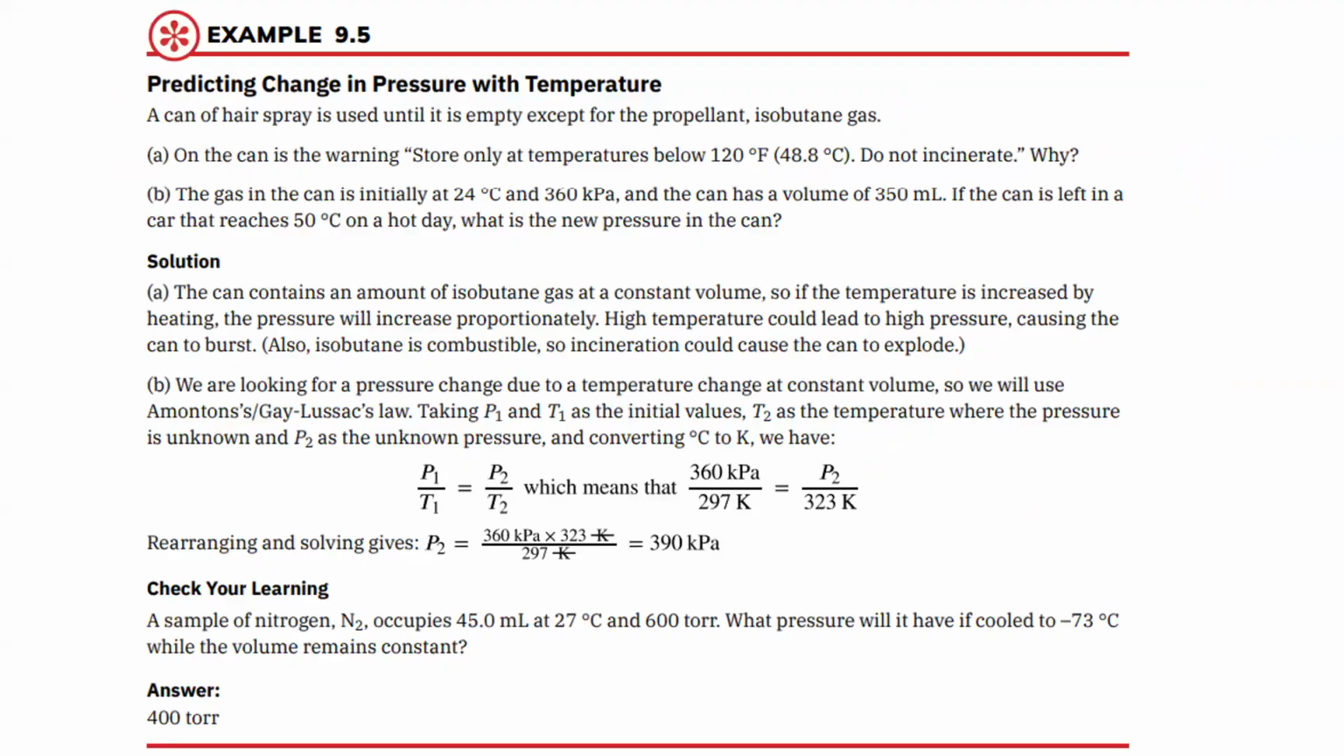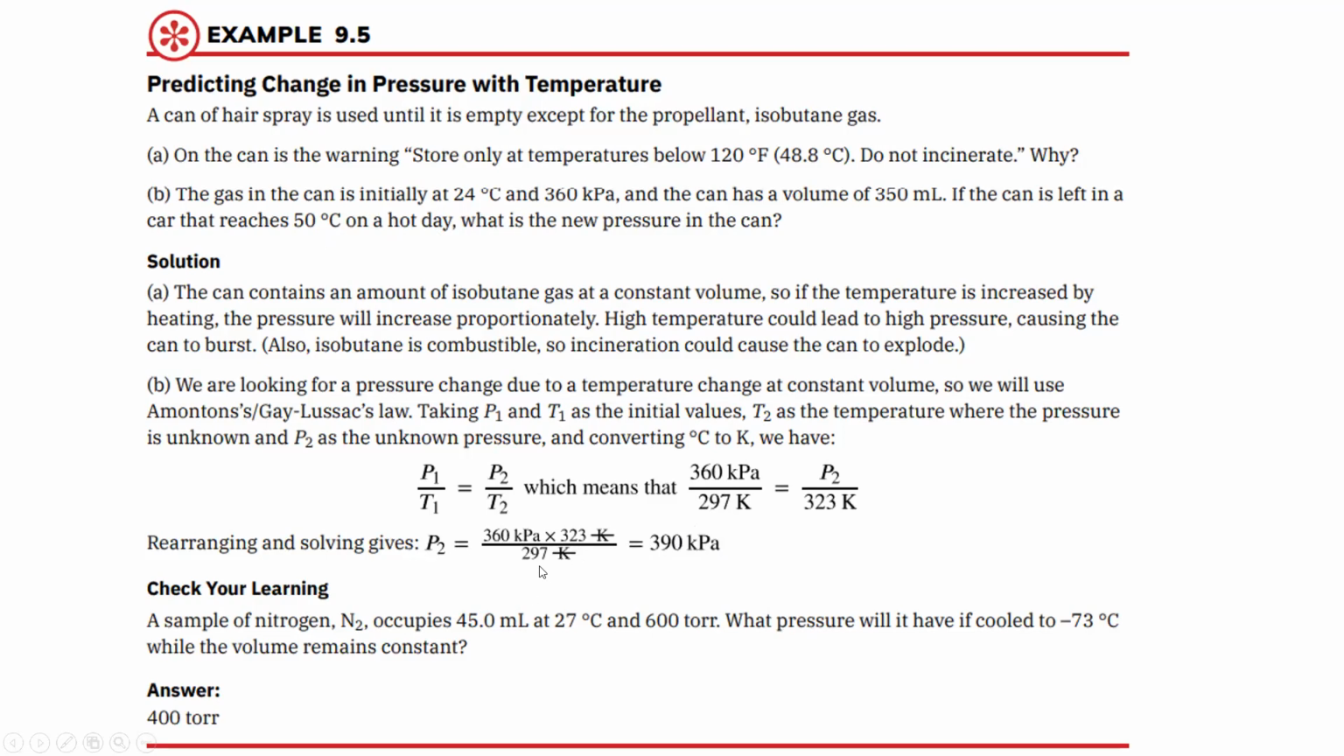But here, always just think about whether your answer makes sense or not. So here, pressure and temperature were directly related. So as one increases, the other has to, or as one decreases, the other has to. In this case, we went from 24 degrees Celsius up to 50 degrees Celsius. So we increased the temperature, and we should see an increase in pressure. And that's what we did, 360 kilopascals up to 390. So even if we plugged something in incorrectly, we're still moving in the right direction. So it's a pretty good indicator that we're probably correct there.